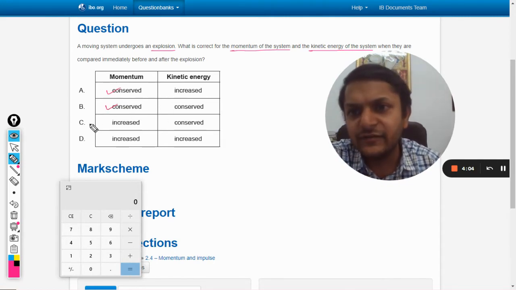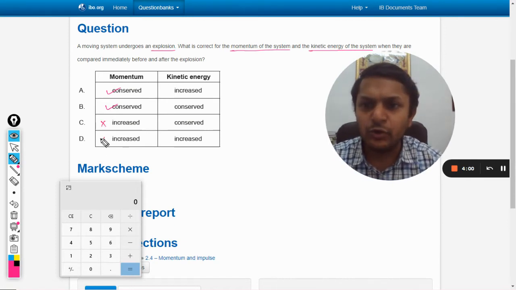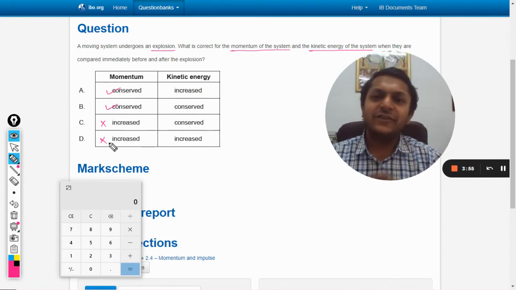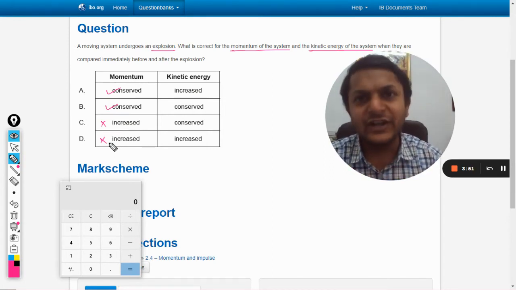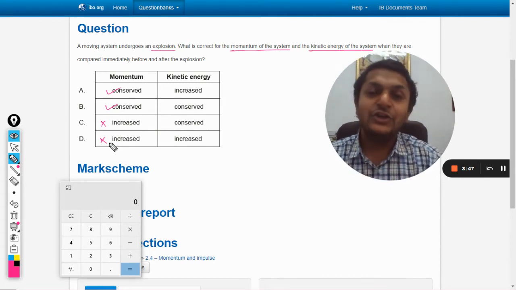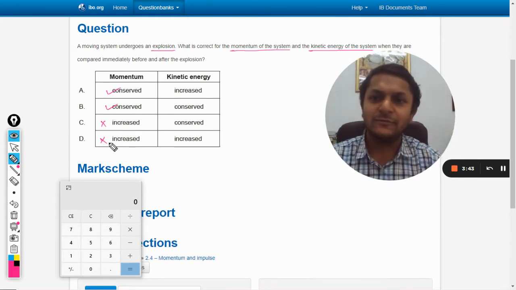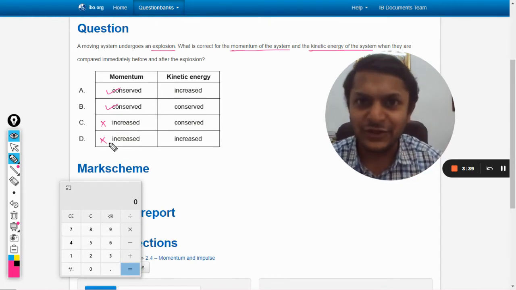So first things first, we know that C and D, both options, are wrong. I generally tell my students here in India that if you ever come across this kind of question and two options are definitely wrong and you conclude that the other two are possibly right, you can go for a guesswork, a hunch, and take the answer there.